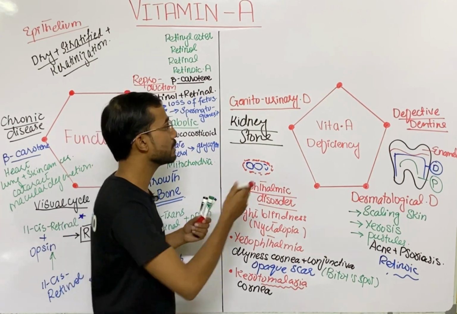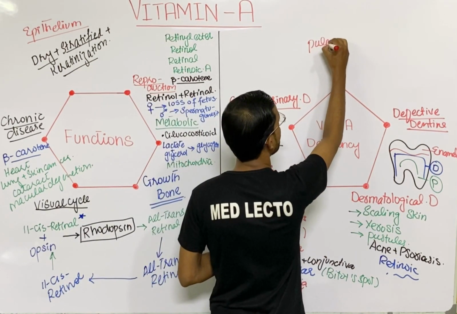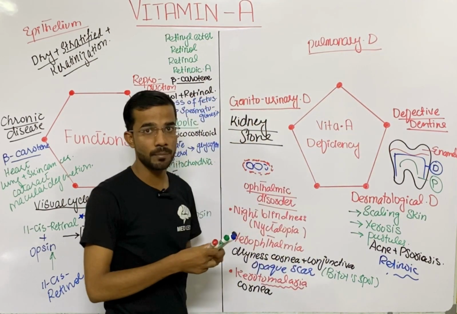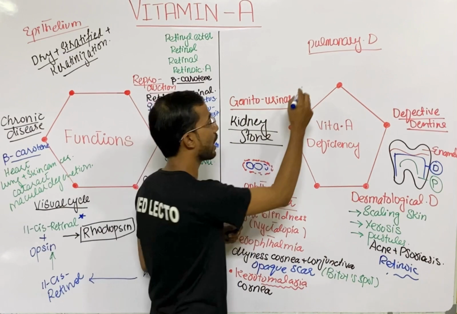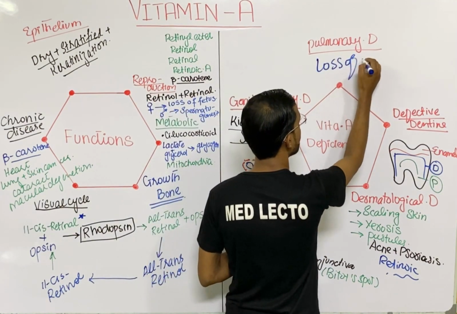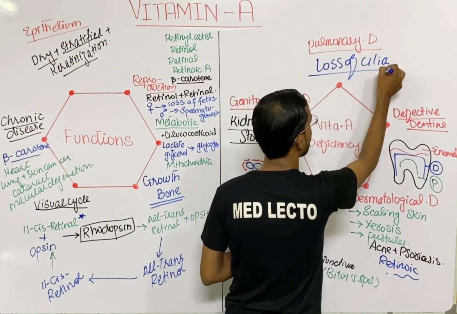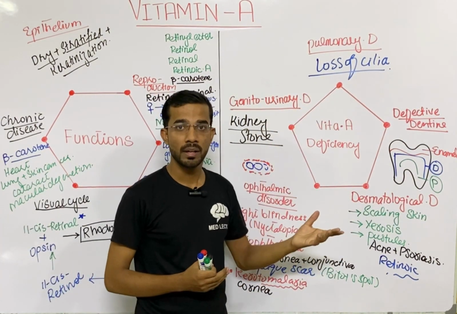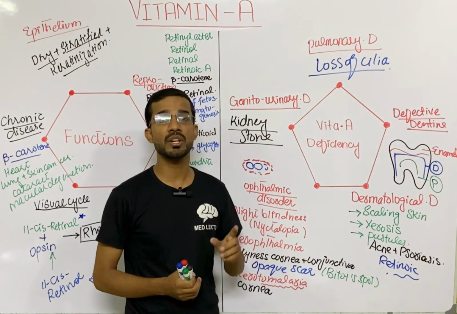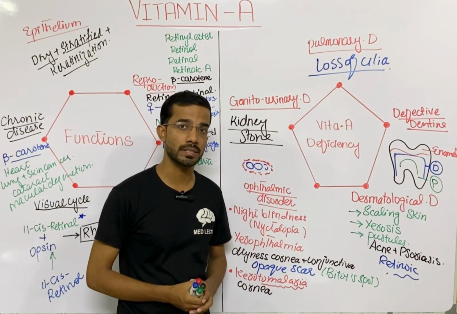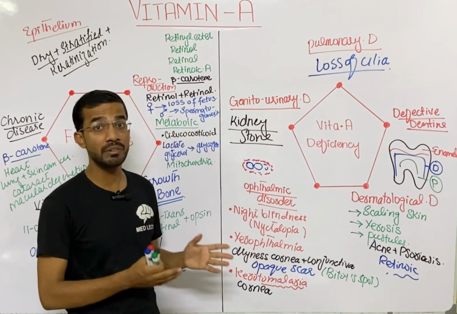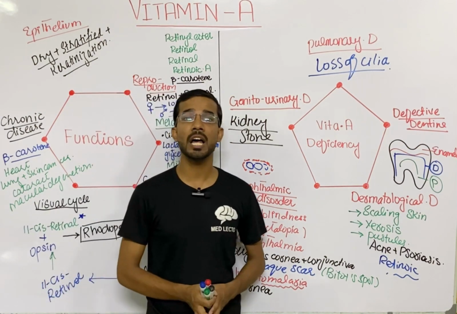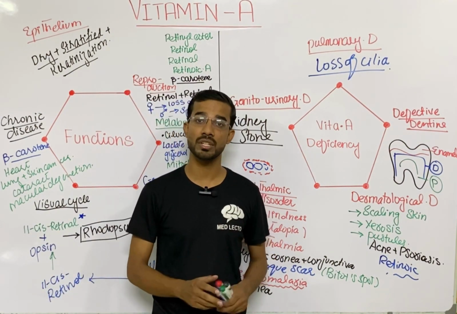And the last one is the pulmonary disorder. In the pulmonary disorder, you will see loss of cilia. Normally in our respiratory tract, you will see the presence of cilia. When the cilia are lost, chest infection becomes common in that person. So here are basically the 5 different disorders related to vitamin A deficiency. This is all about the different functions and deficiencies of vitamin A.